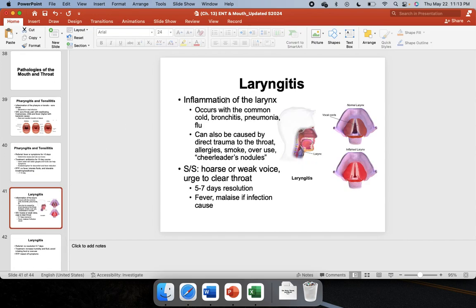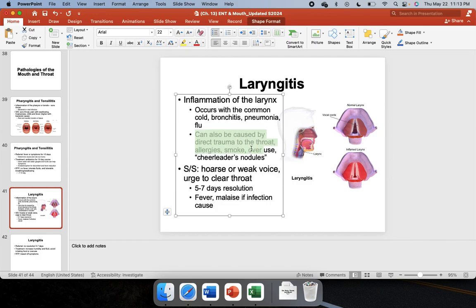Laryngitis, inflammation of the larynx, right? It can occur with a variety of bacterial or viral infections. You guys know if you get a cold, a lot of times you lose your voice, right? So those vocal cords can become inflamed, or the muscles that attach to them can have some problems. It can also be caused by direct trauma to the throat, allergy, smoke, overuse.